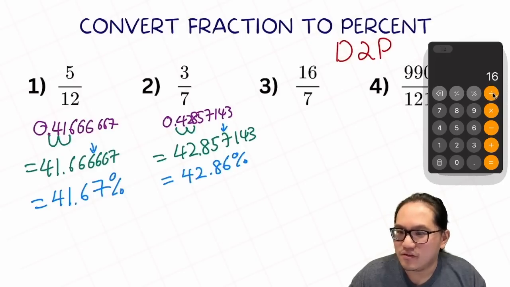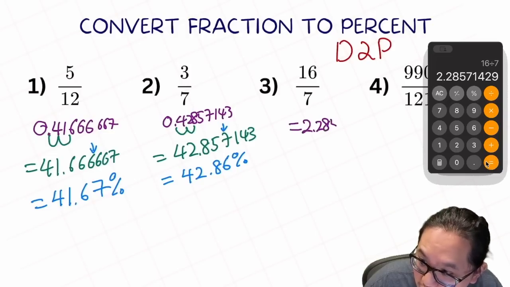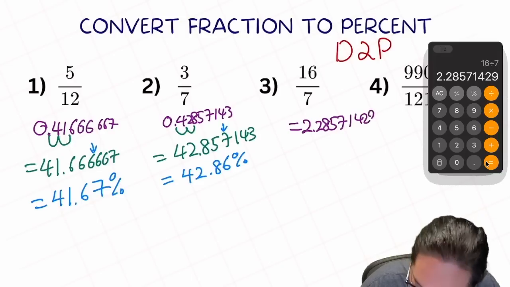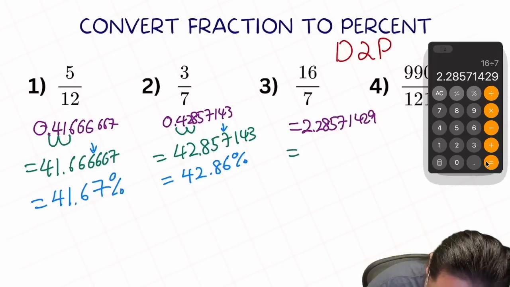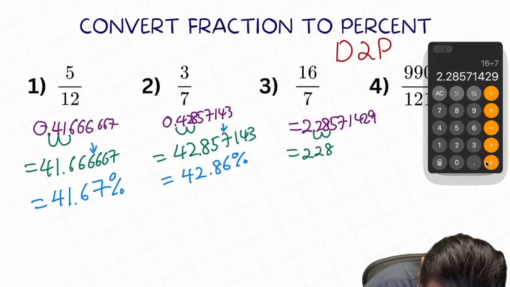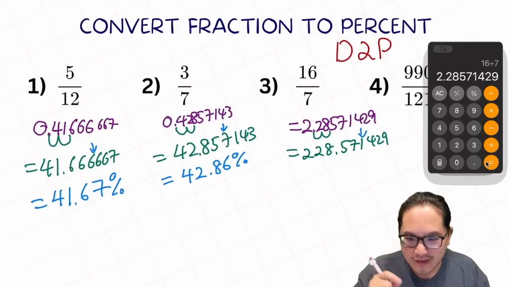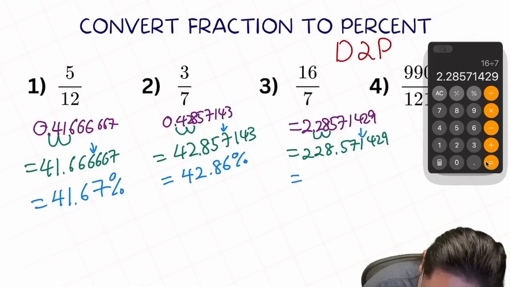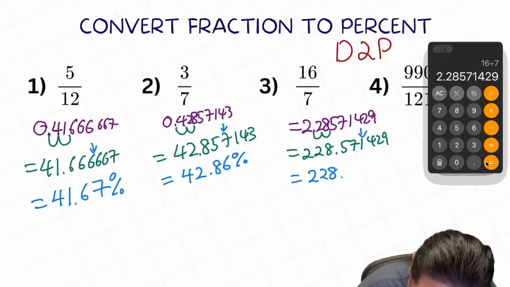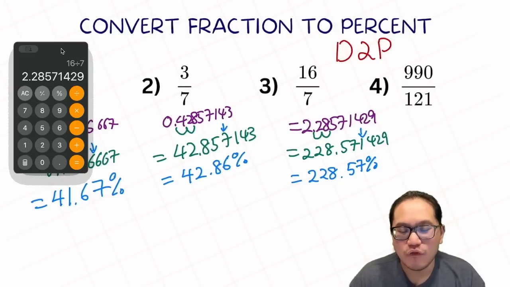16 over 7. So we know that 16 divided by 7 is equal to 2.28571429. Using the mnemonic, we need to move the decimal 2 times to the right. So we will have 228.571429. So now we're going to locate 1000, which is right here. 1 is less than 4, so we know that that will be a round down. So we will get 228.57% as our answer.